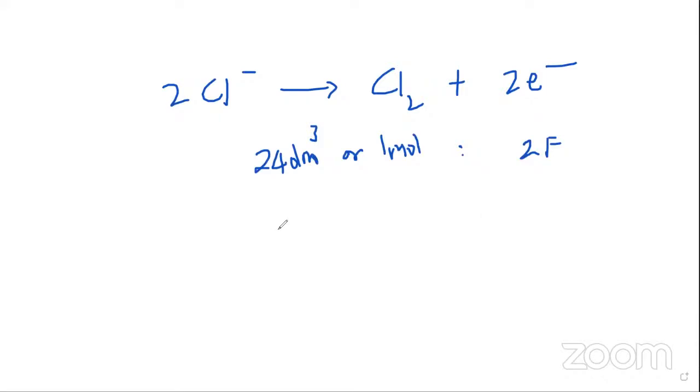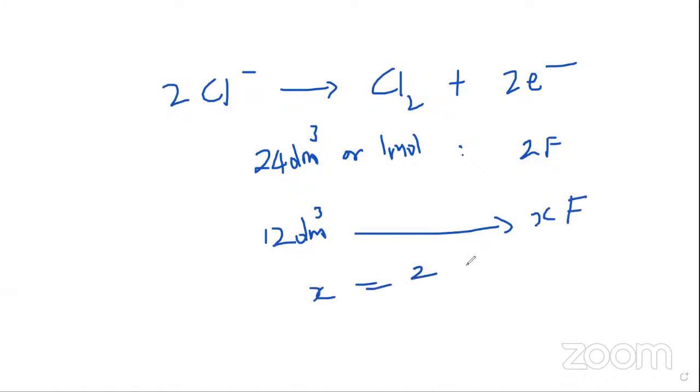We have 12 dm3 being produced, and half of 24 is 12. So all you have to do is halve the 2 Faradays. Whatever you do to this side, you do to the right hand side. Simple math. 12 times 2 over 24, and that is 1 Faraday. All right. So very good.